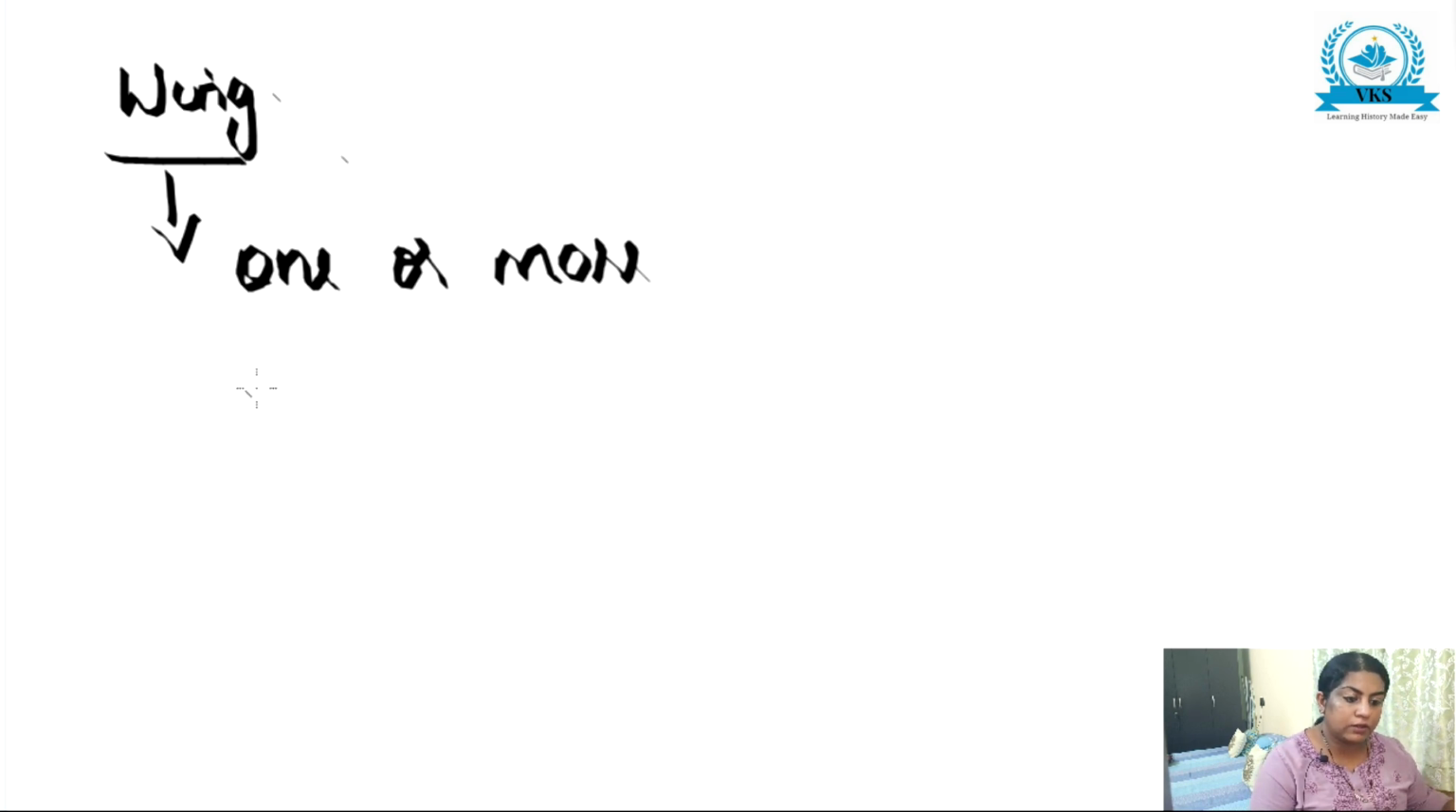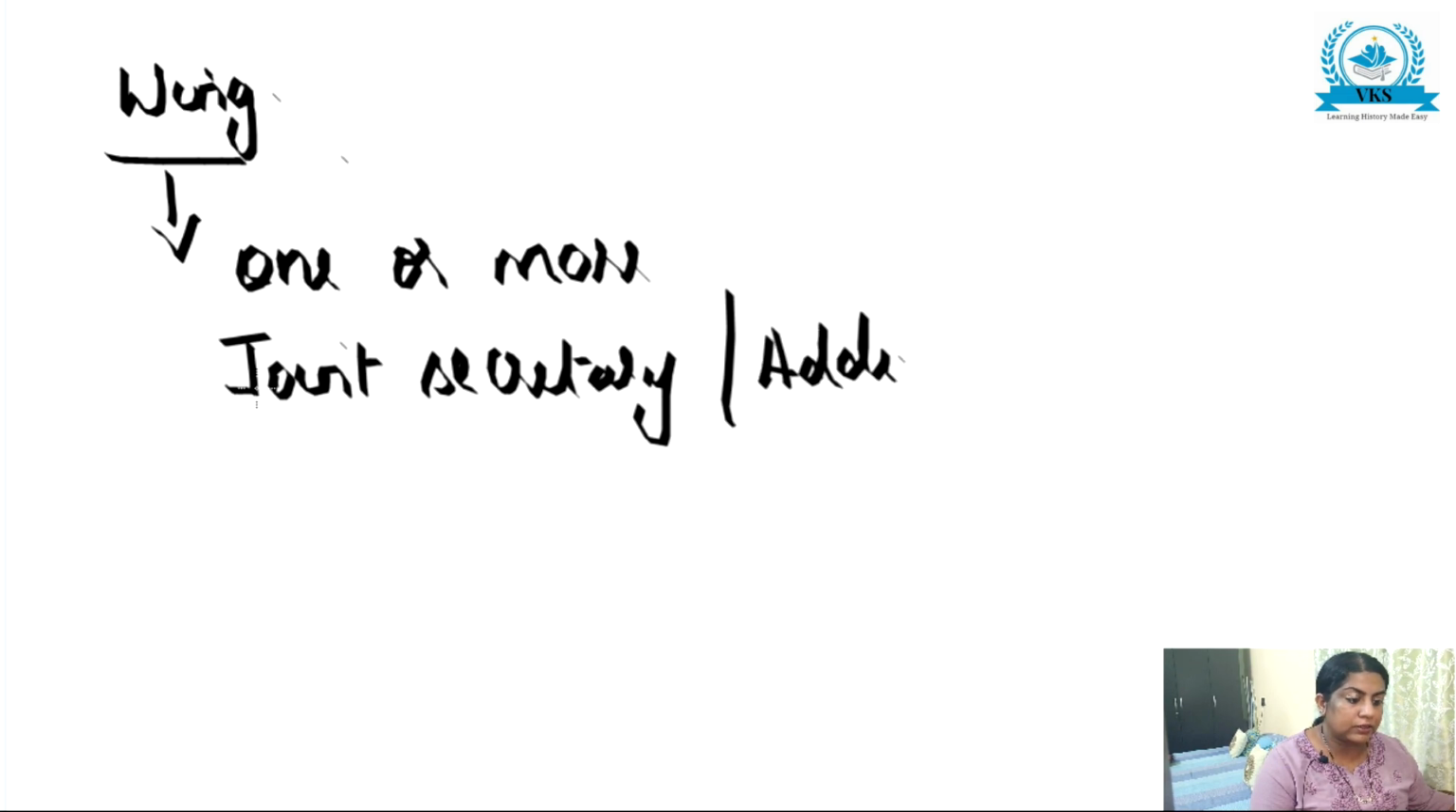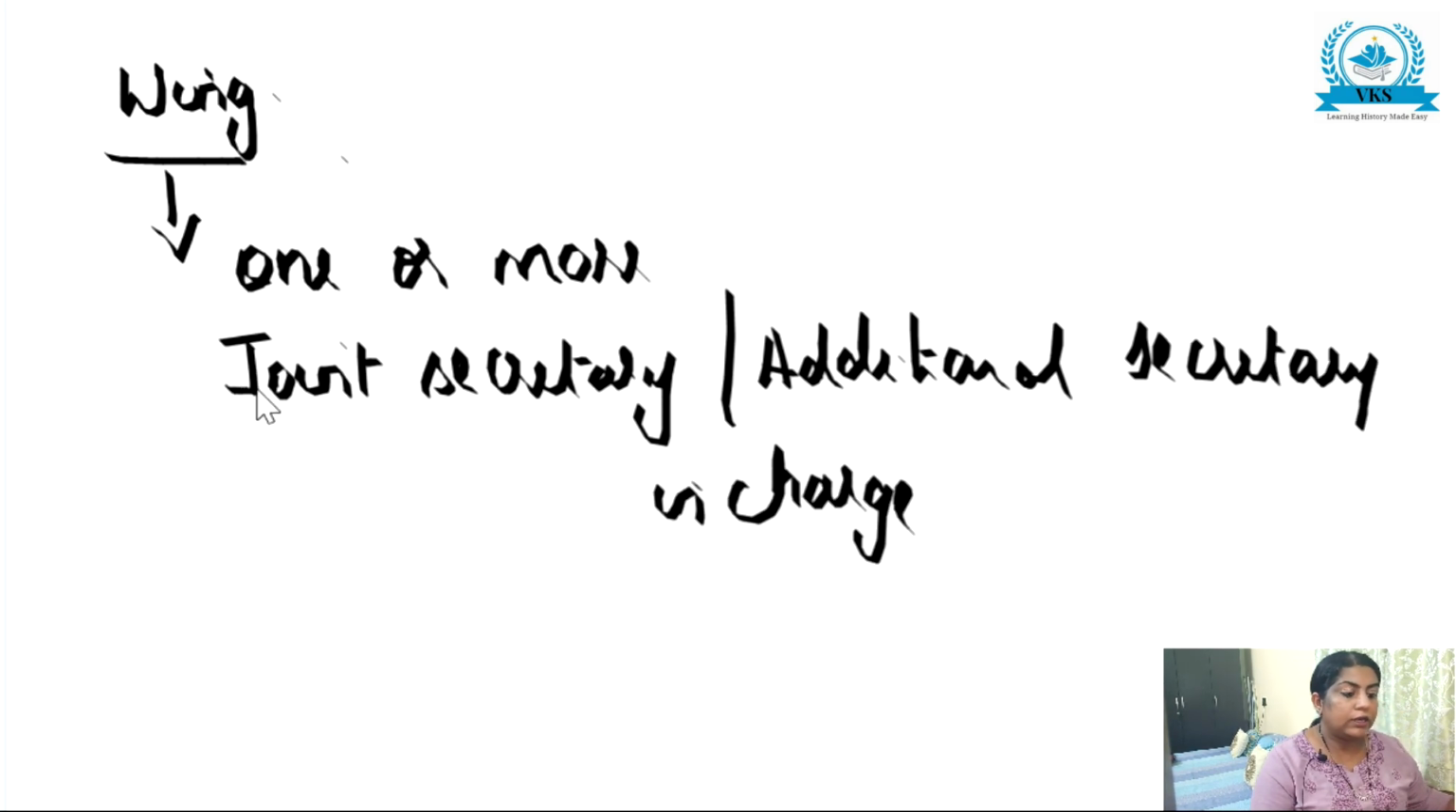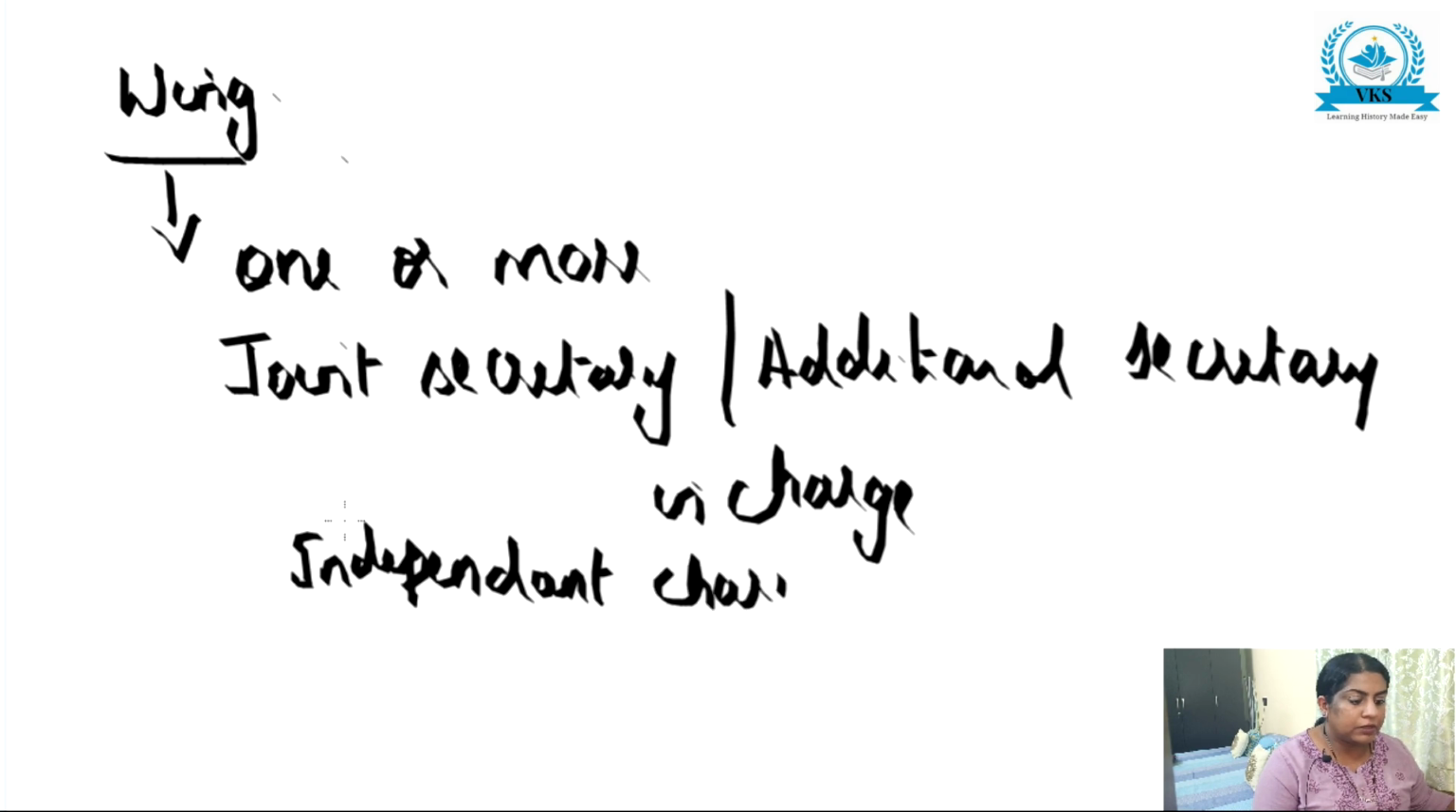An additional secretary or joint secretary, just like we said before, will be in charge of the wing. He is given independent charge, subject to the overall responsibility of the secretary. So this much is about the second part, that is the wing.